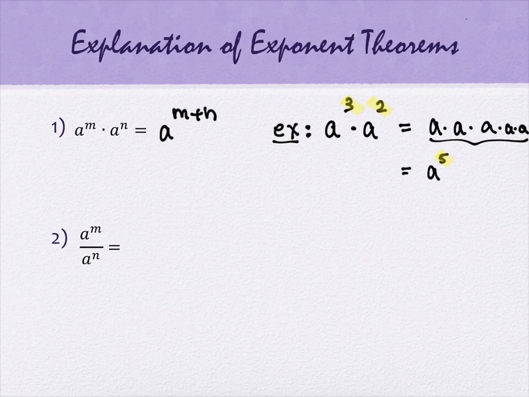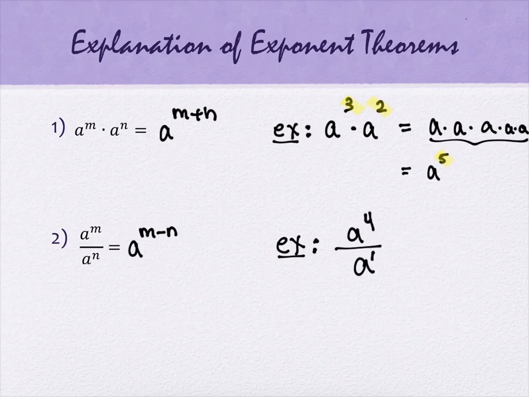All right, the next one is a to the m over a to the n, and this says that we're supposed to subtract. And again, let me give you a justification by example. We're going to do a to the 4th over a to the 1. So a to the 4th is a times a times a times a, and a to the 1 is just a.